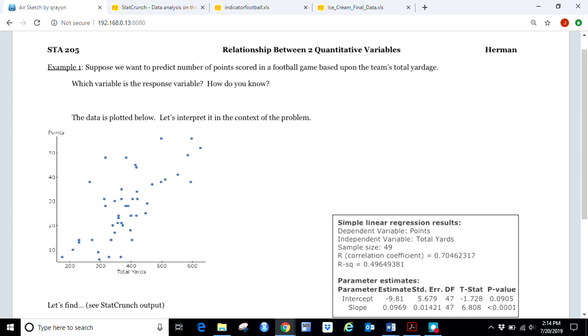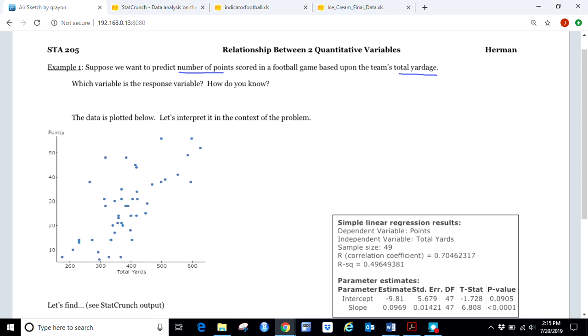So in this video, we're going to do our first example doing regression for a problem. Let's first just read through the problem. Suppose we want to predict number of points scored in a football game based upon the team's total yardage. So if I look at my two variables, we have number of points, which is quantitative, and their total yardage in the game, which is also quantitative. And so I want to see how one is affecting the other.